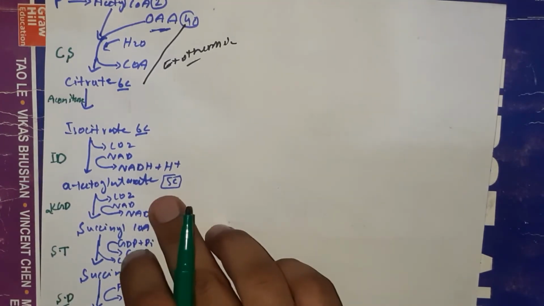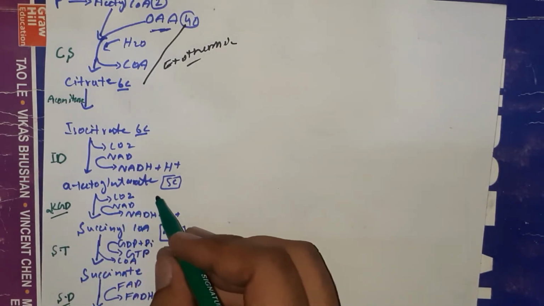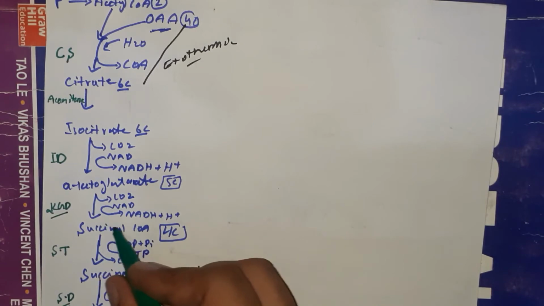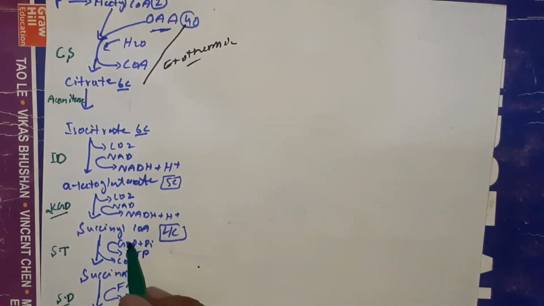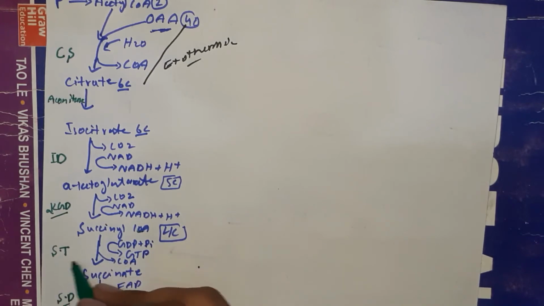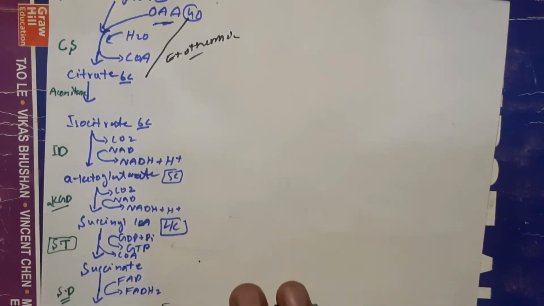Next, alpha ketoglutarate is converted into succinyl-CoA. It is catalyzed by alpha ketoglutarate dehydrogenase. Again, one carbon is released as CO2, and NAD is converted into NADH. Next, succinyl-CoA is converted into succinate. In this reaction, one GDP is converted to GTP and CoA is released, and this is catalyzed by succinate thiokinase.